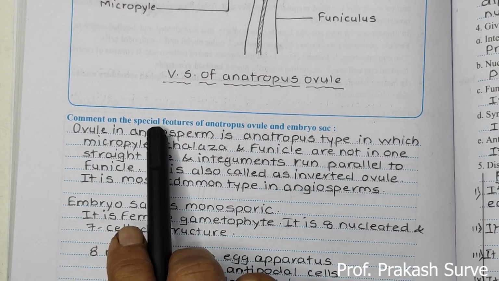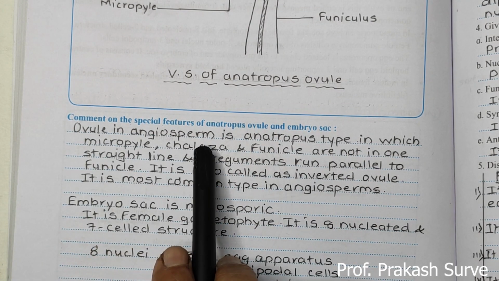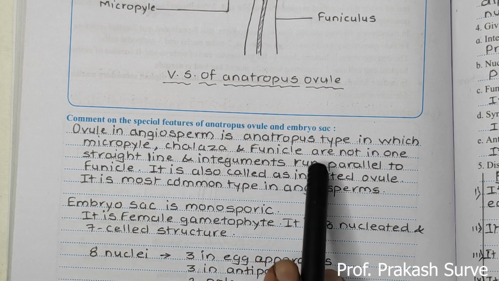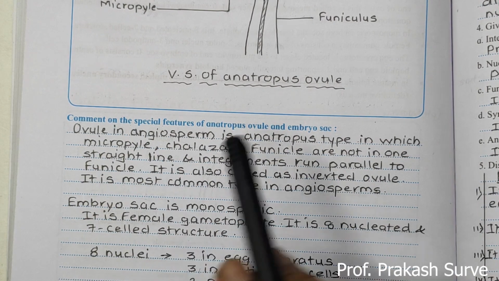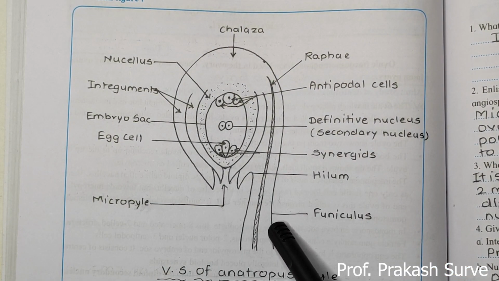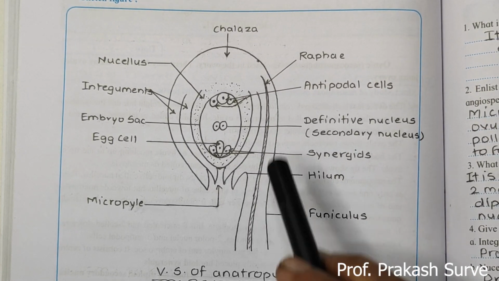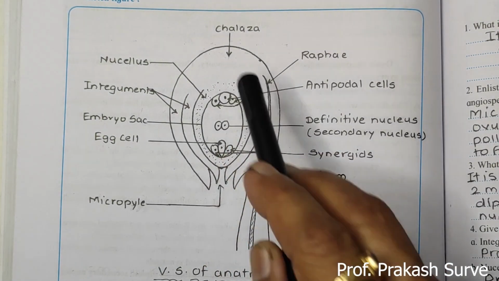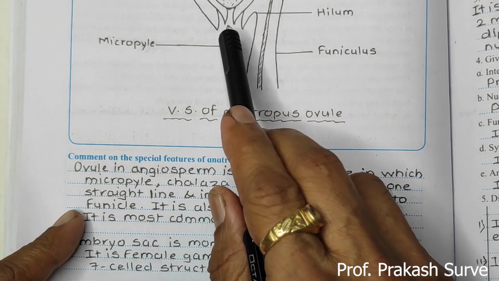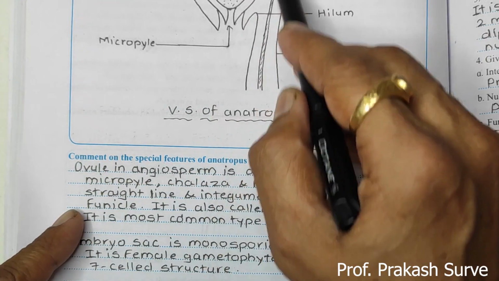Now what is asked in this: comment on the special features of the anatropous ovule and embryo sac. The ovule in the angiosperm is an anatropous type in which micropyle, chalaza and funicle are not in one straight line. If you observe this diagram, here the micropyle is here, chalaza here and the funicle is here. They are not in a straight line. In case of an orthotropous ovule, they are in a straight line, so it is a straight ovule, but here the ovule is bent. And the integuments run parallel to the funicle. Both integuments are running parallel to this particular funicle, so both are parallel.